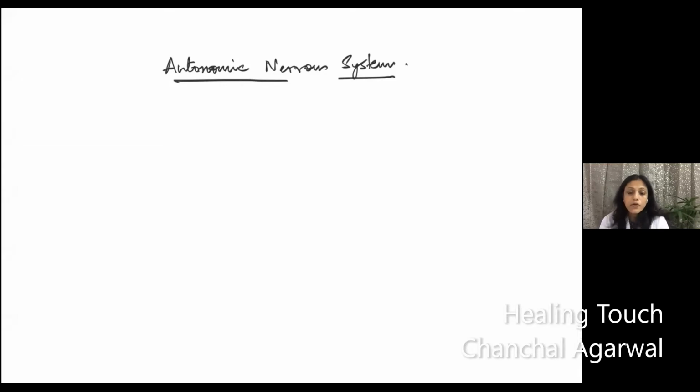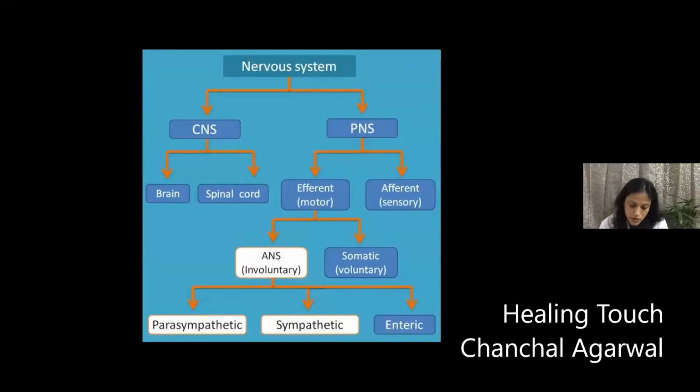Now we move on to a very, very important part of the nervous system, which is there in the book, and that is the autonomic nervous system. Now, what is this autonomic nervous system? It's a very big topic. But if you remember and understand only a small part of it very clearly, then you will understand the whole basic concept of the autonomic nervous system. First, see this chart.